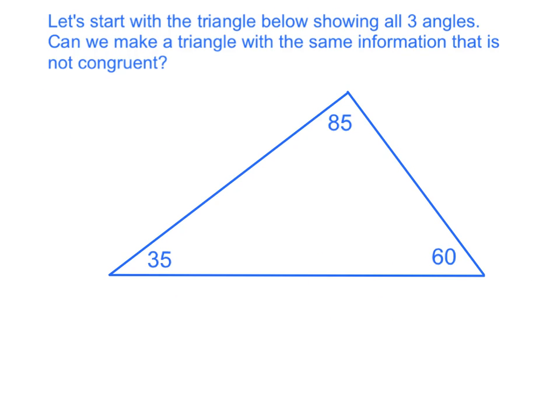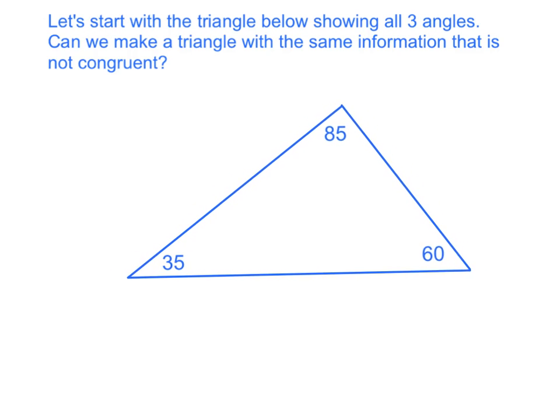So let's start with the triangle below, and it shows all 3 angles. Is there any other way to make a triangle that has the same information, so that it has those 3 angles, that's not congruent to it? So think about it. If you have those 3 angles set, is there a way that I can redraw this triangle so that the angles stay the same, but the side lengths will be different? Okay, and it is possible.